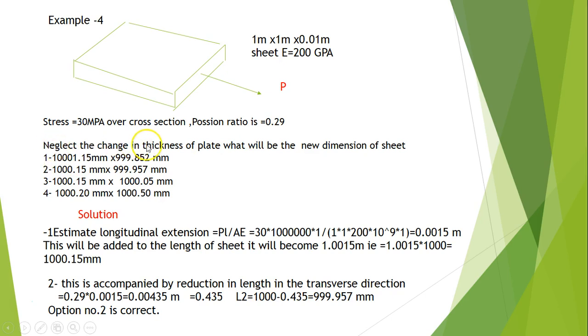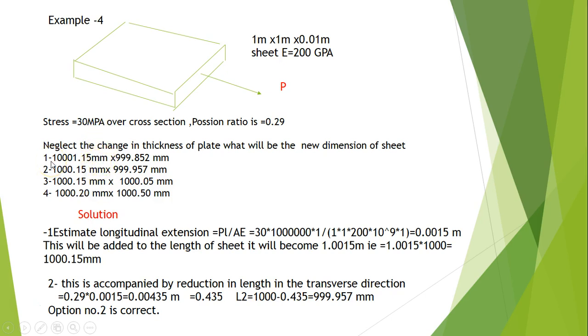He is saying neglect the change in the thickness of the plate due to the compression. He is only worried about the transverse direction. What will be the new dimension of the sheet after applying the stress of 30 megapascal? And he is giving 4 alternatives.